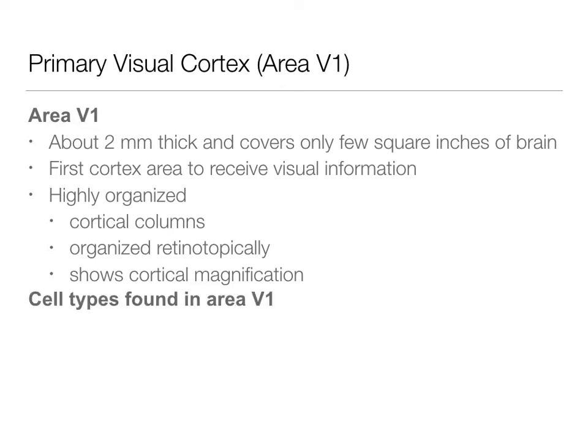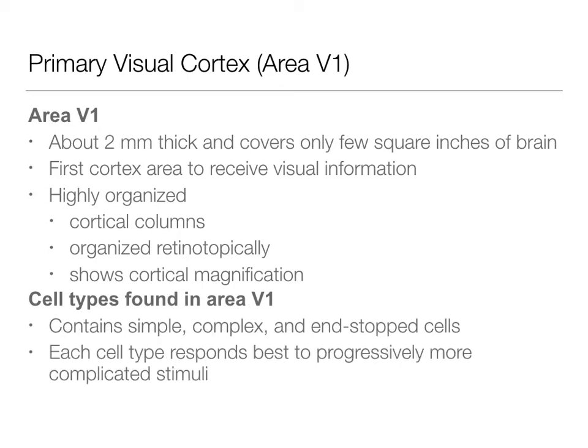There are different kinds of cells found in V1: simple cells, complex cells, and end-stop cells, and each cell responds to progressively more complicated stimuli. So our simple cells are going to respond to the most basic, simple kind of information, hence the name, right? The complex cells are going to be more complicated, and so on and so on.